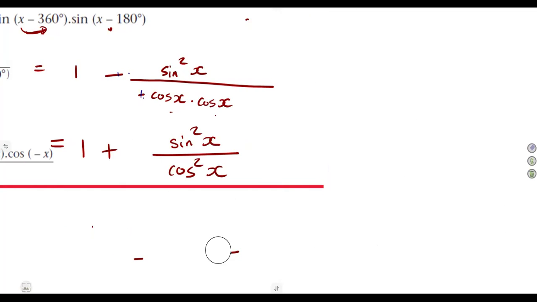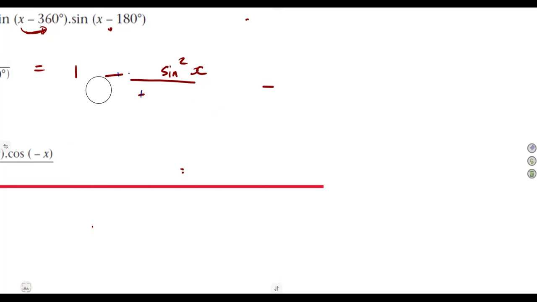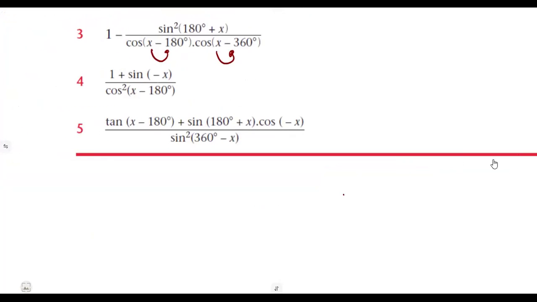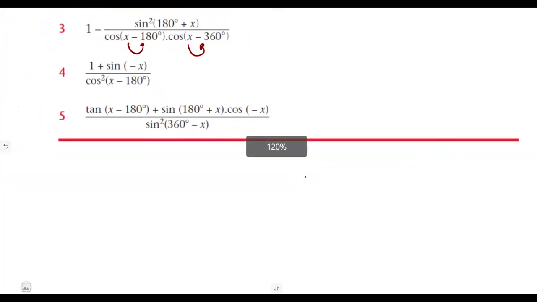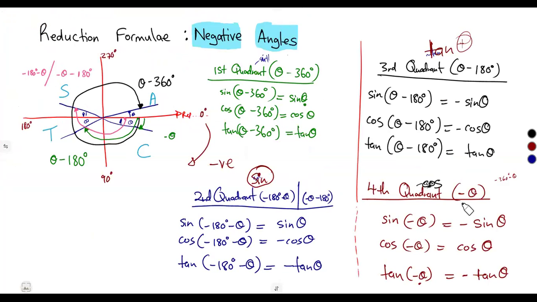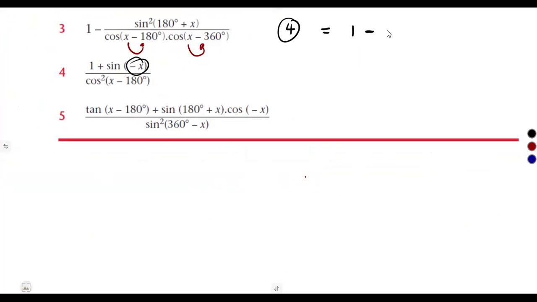Let us see the other part. It is question form. Let us see, guys. We've got a negative angle. That is all right. So on question number 4, you're going to have 1 plus sine of minus x, guys. This is a negative angle, in the 4th quadrant, so that is negative sine there. It was going to give us a negative sine of x.